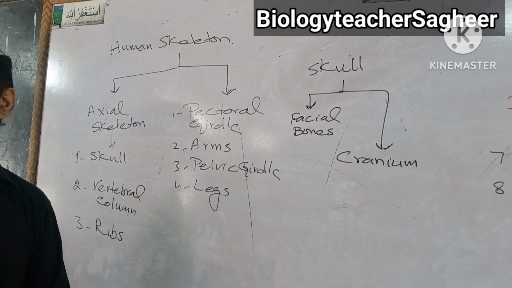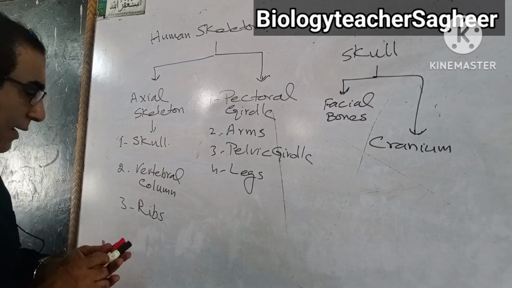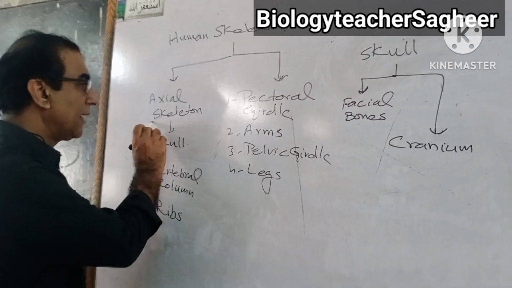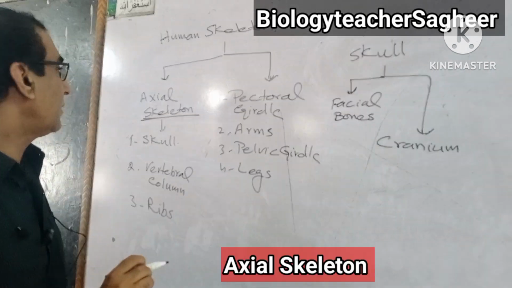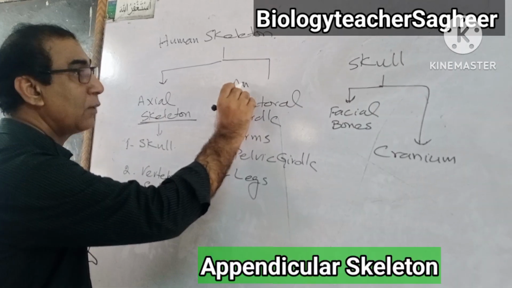Today we are going to discuss the human skeleton. The human skeleton can be divided into two parts, and those are what? The axial skeleton, which is present along the axis of the body, and the appendicular skeleton.